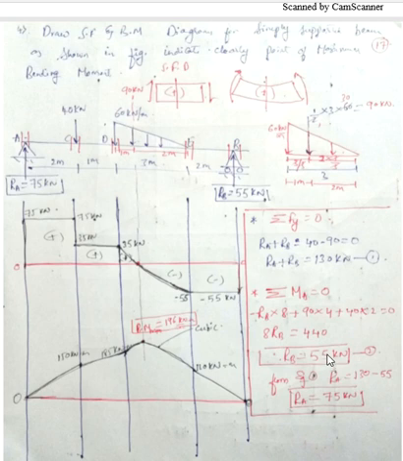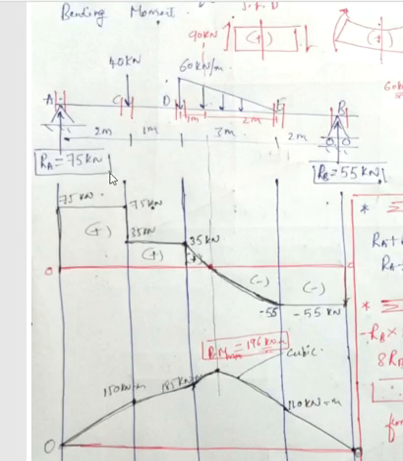Once I get the value of 55 kilonewton, substitute in equation 1, I'll get the value of RA as 130 minus RB, that is 75 kilonewton. That is what I have written here, RA as 75 kilonewton and RB as 55 kilonewton. Once I get the value of the reaction forces, now I can plot SFD and BMD.